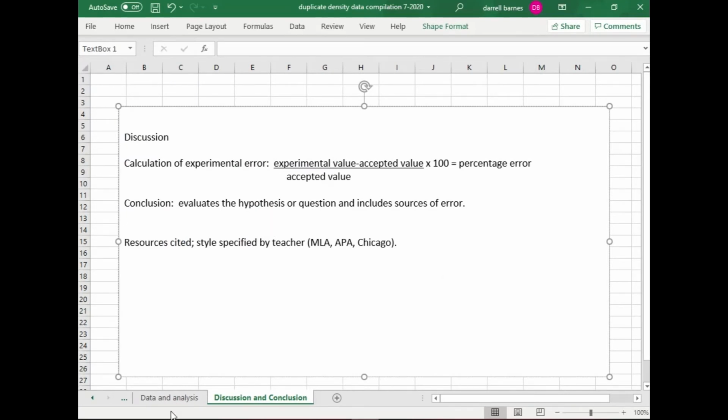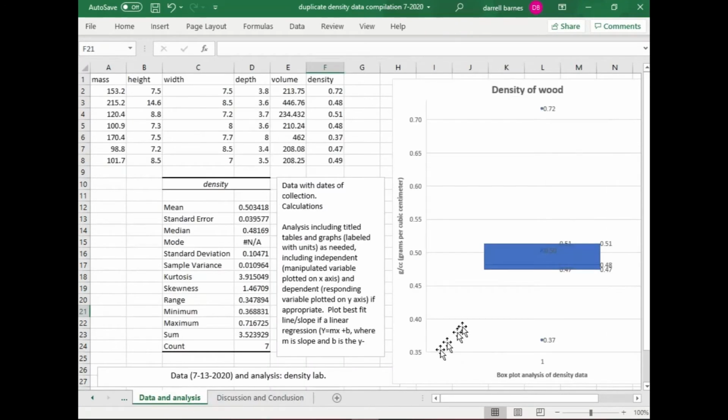All right. Well, you know what? We have to go back to data to do a discussion. Notice that the heaviest piece of wood, or heaviest, that's probably not the right way to say it. The most dense piece of wood had a density of 0.72 grams per cc, and the least was 0.37. Notice that the average was 0.5. And this gives quartile representations. That's what a box and whisker plot does. But the average is 0.5.